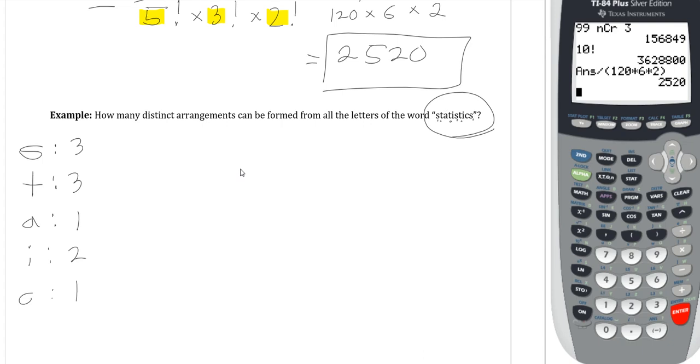If we also count the letters here, statistics has 1, 2, 3, 4, 5, 6, 7, 8, 9, 10 letters. And if I add all these up, that does add up to 10. So we have everything counted. Therefore, this is going to look like 10 factorial, the total amount of letters, over 3 factorial times 3 factorial times 1 factorial times 2 factorial times 1 factorial.